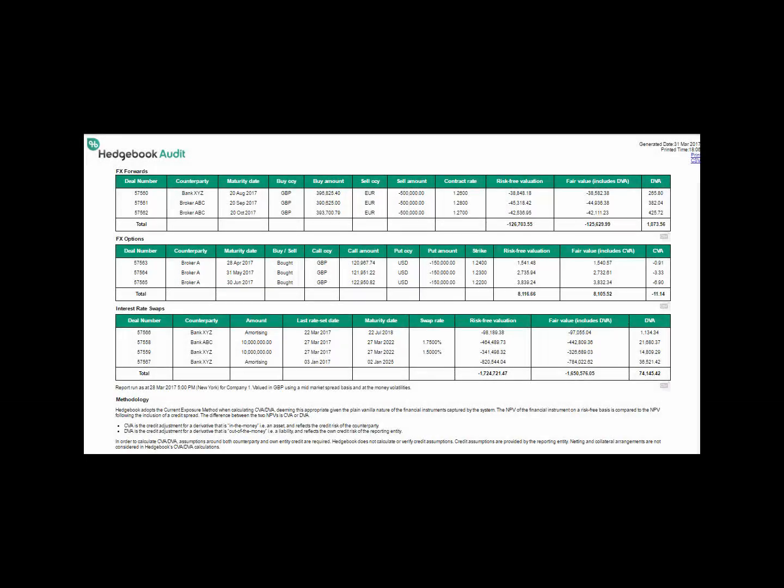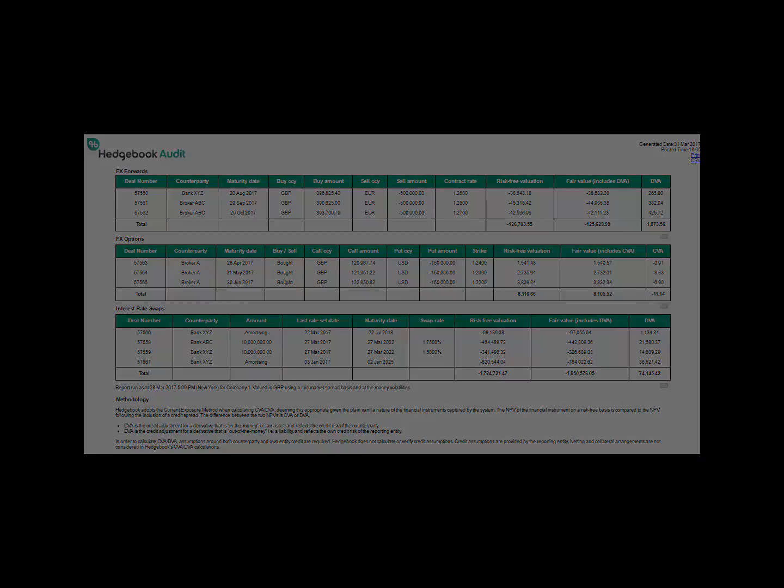Hedgebook Audit also has a CVA/DVA module for IFRS 13. Using the current exposure method, Hedgebook calculates the credit or debit value adjustment based on the supplied credit curves. Hedgebook believes the current exposure method is the most appropriate methodology for the vanilla financial instruments captured within Hedgebook. The CVA/DVA report is clear and easy to understand.